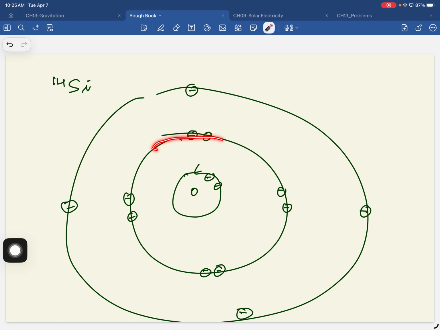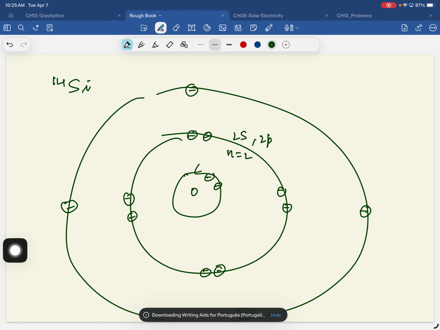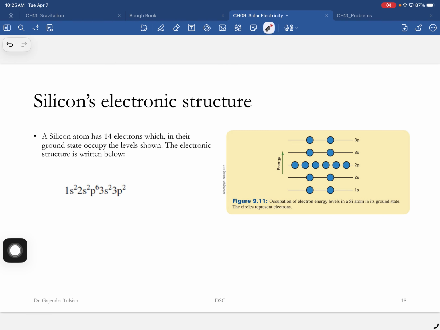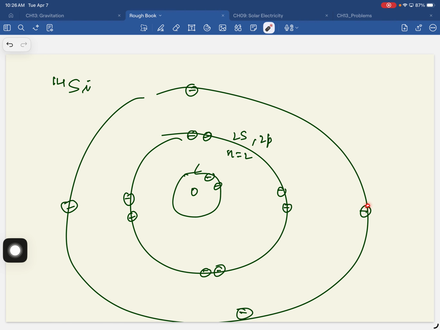3s has 2 electrons and 3p has 2 electrons. So that tells you how the electrons are distributed in the silicon atom. Okay, so 1s has 2 electrons, and again, don't worry about all the details. It's just that when you're building an atom, you're filling electrons from the lowest to higher energy level.